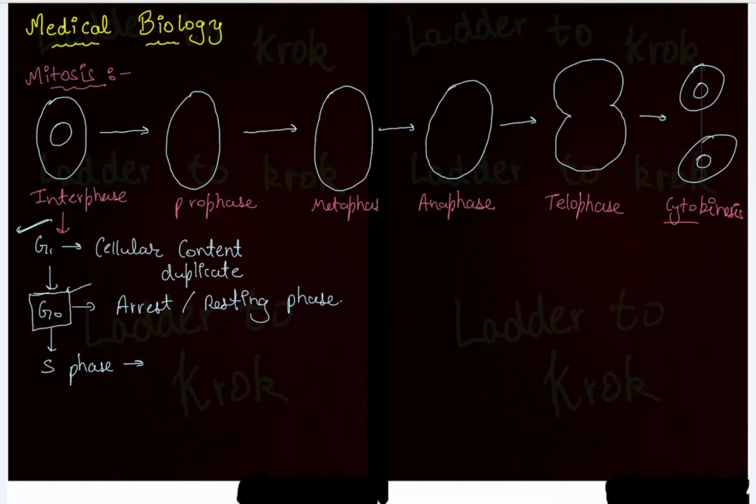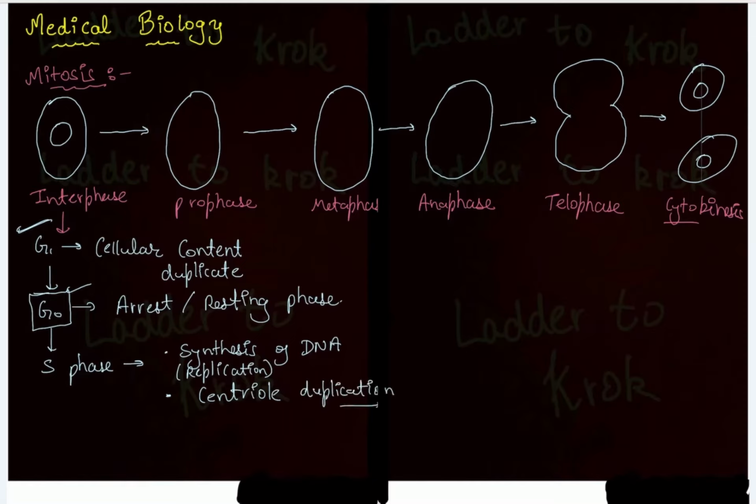And what is this S phase? It is known as synthesis of DNA. What happens in this S phase? There is synthesis of DNA, or to be very precise, we can say replication of DNA. In this S phase there is also centriole duplication. The centriole duplicates, or the number of centrioles becomes 2. So in S phase the DNA content becomes double and centrioles duplicate.